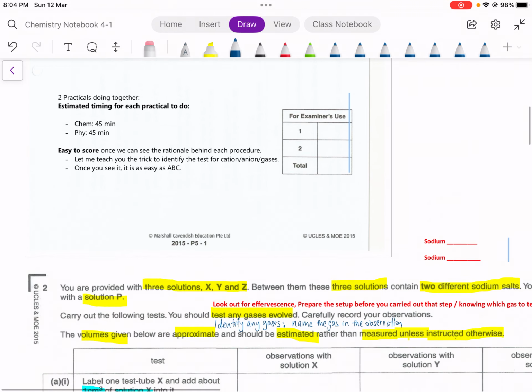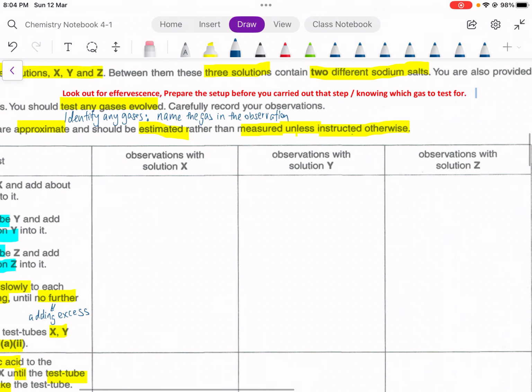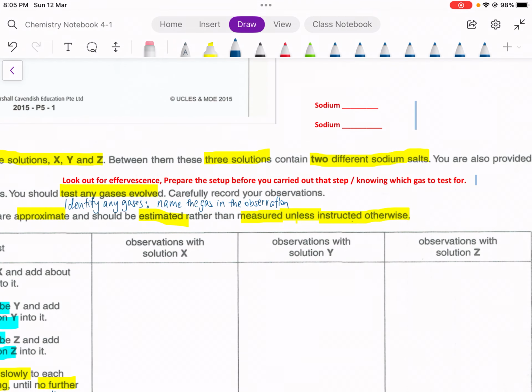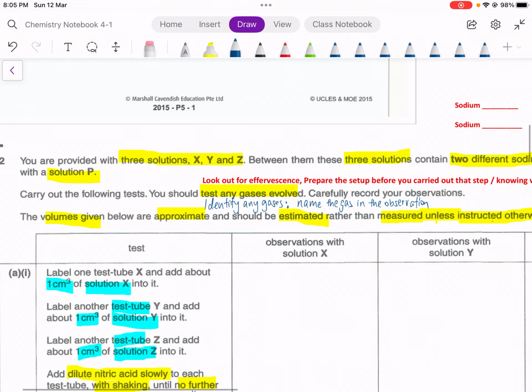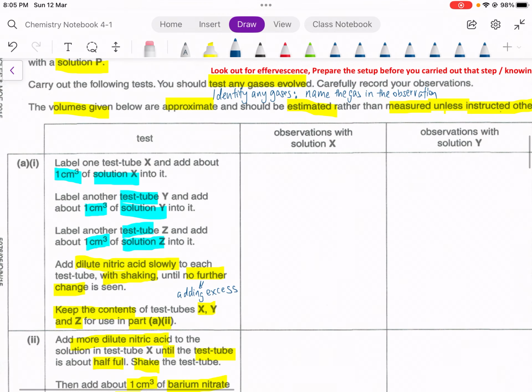So let's start. You're provided with three solutions X, Y, and Z, and between them, these three solutions contain two different sodium salts. So what does it mean? It means that one of the sodium salts is sodium something and the other one is sodium something as well. And you're also provided with a solution P. We look at P later. So carry out the following tests.